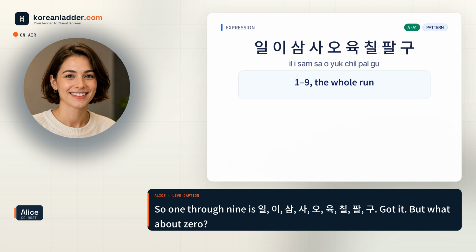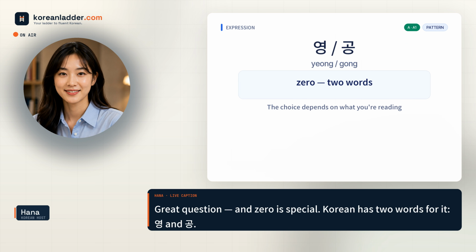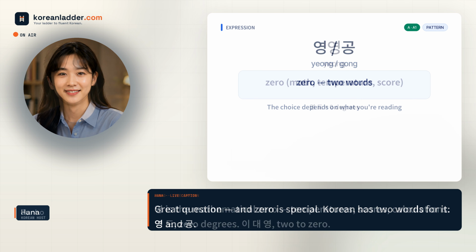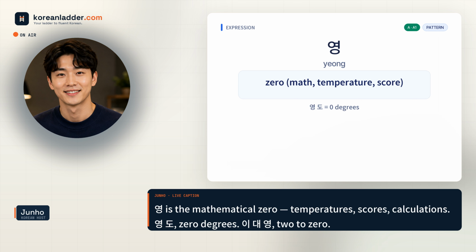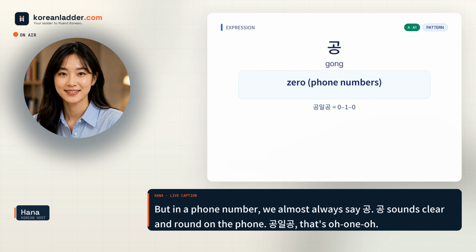Got it, but what about 0? Great question. And 0 is special. Korean has two words for it. 영 and 공. Young is the mathematical 0. Temperatures, scores, calculations. 영도, 0 degrees. But in a phone number, we almost always say 공. 공 sounds clear and round on the phone.